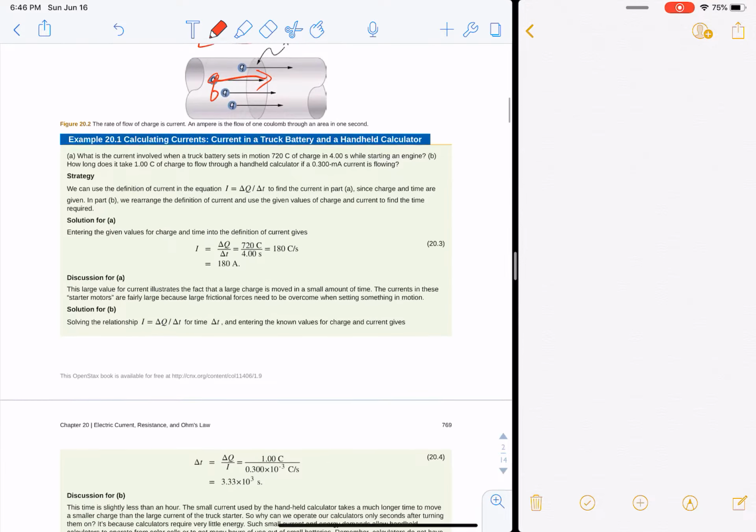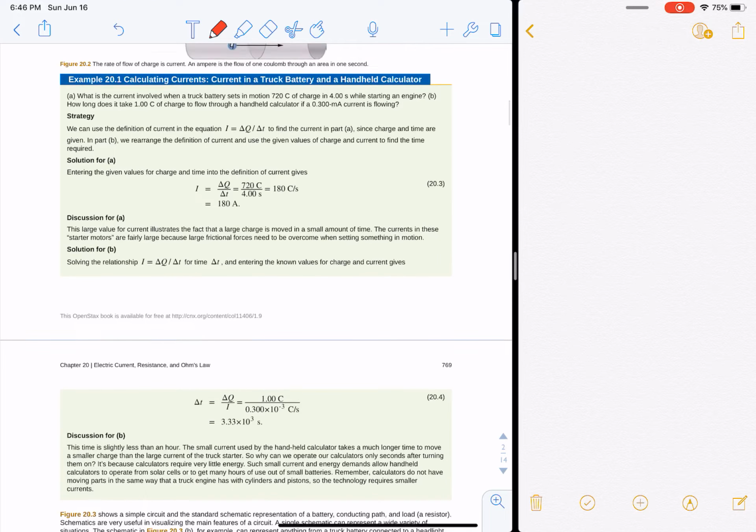Here's an example. What is the current involved? You've got a truck battery. You push 720 coulombs of charge in 4 seconds in order to start the car. So 720 coulombs divided by 4 seconds is 180 coulombs per second, or 180 amps, cold cranking, as we might say.